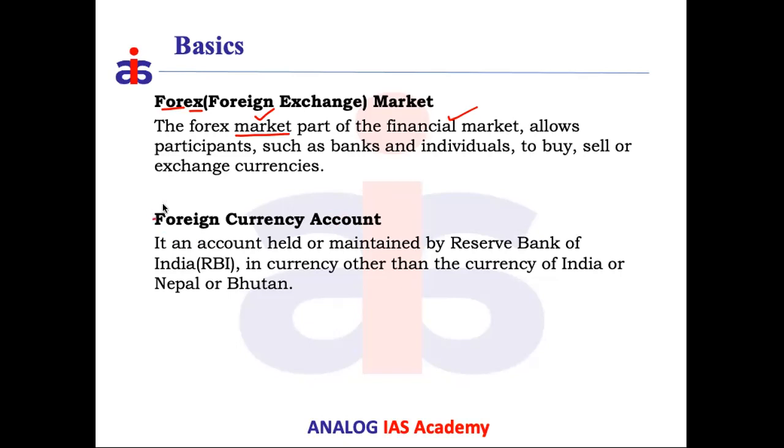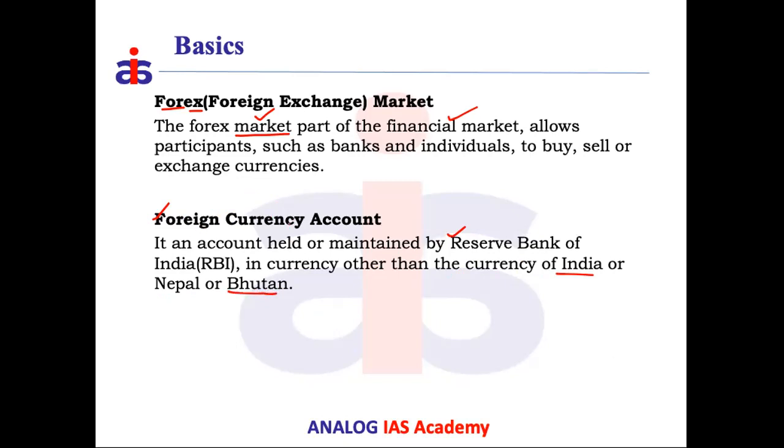Next, there is another thing called the foreign currency account. The foreign currency account is maintained by the government. On behalf of the government, an institution, the Reserve Bank of India, maintains the country's government-owned foreign currency. Indian government-owned foreign currency means currency other than that of India, Nepal, or Bhutan, any other country's currency, which the government of India might be maintaining in this account.